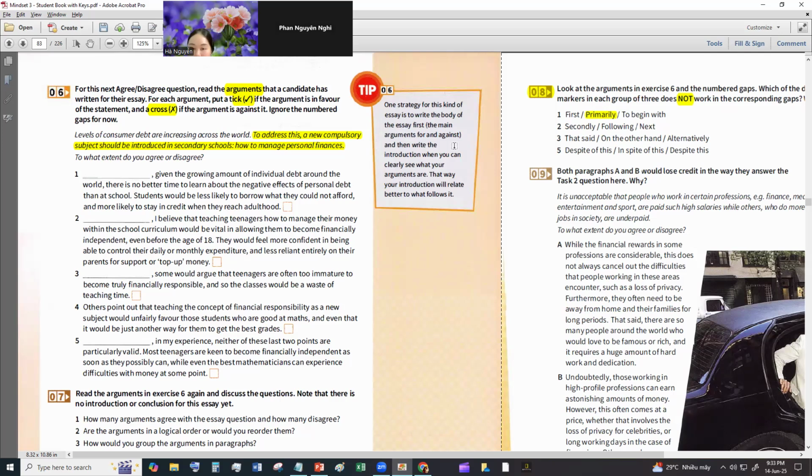All right, number 2, please. Secondly and next will go to the gap, but following won't. Well done, that's it. Good job. Number 3.